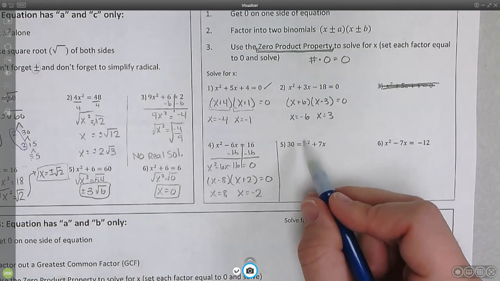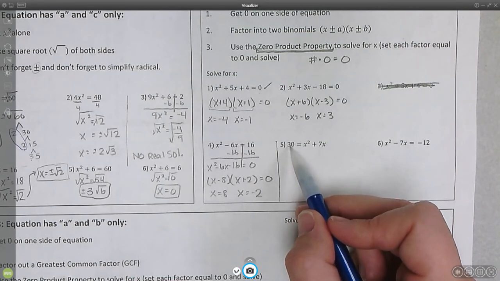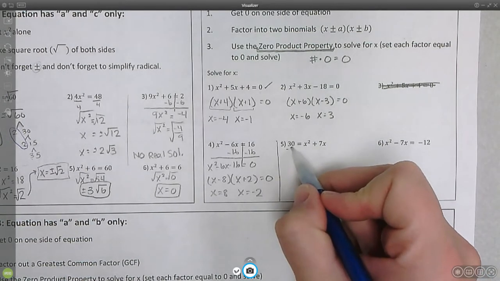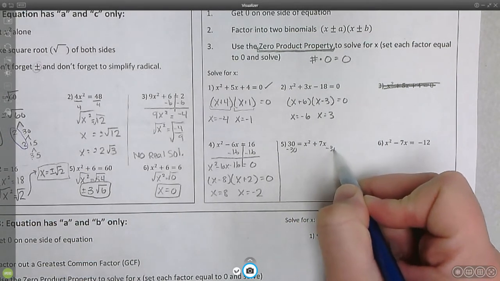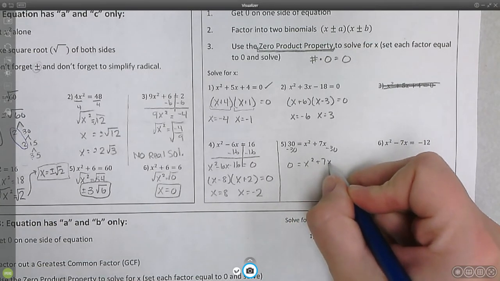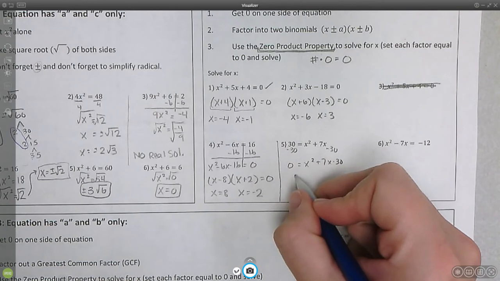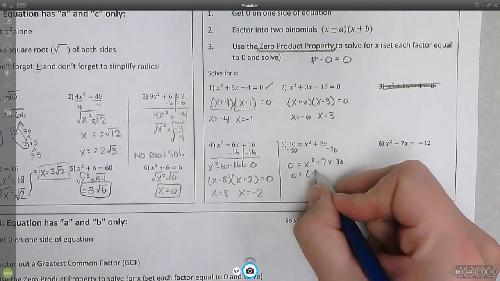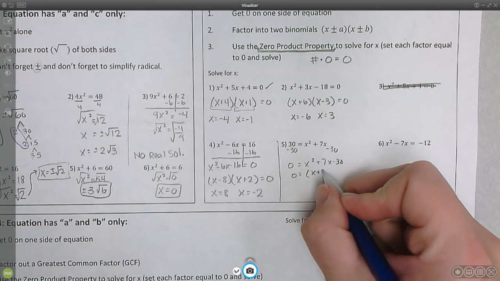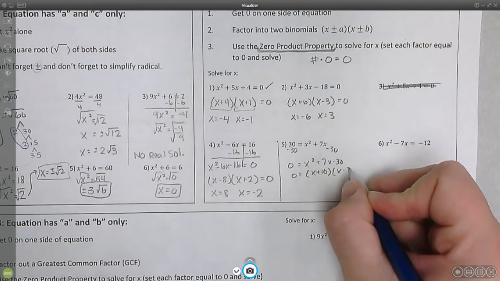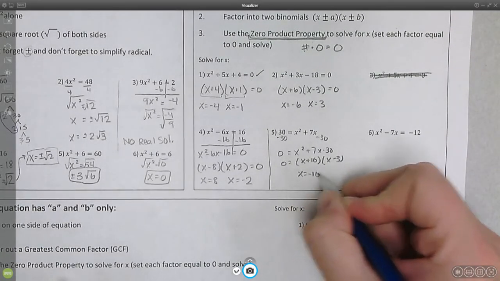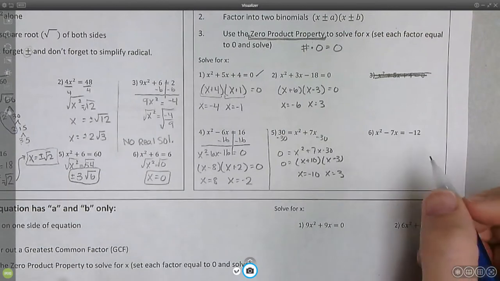Okay, this one, we have a 30 over on this side. It doesn't matter which side of your equal sign has the 0 on it. So I'm going to subtract 30 from both sides. So I have 0 equals x squared plus 7x minus 30. So when you factor that, you have x, 3 and 10. So plus 10, x minus 3. And your solutions are x equals -10 and x equals +3.